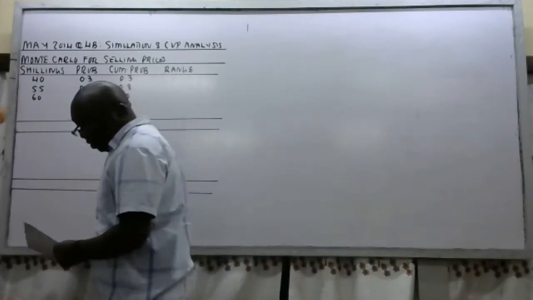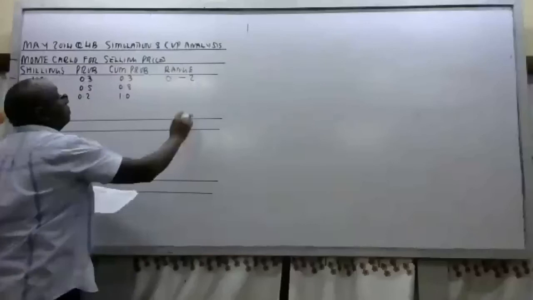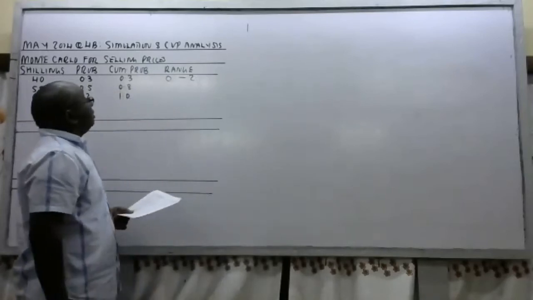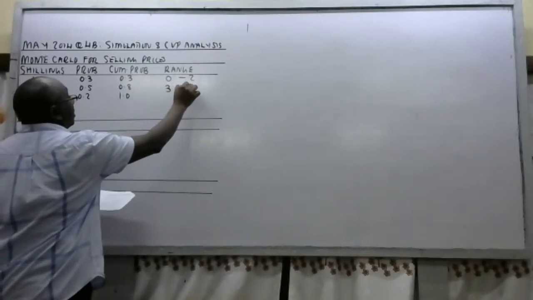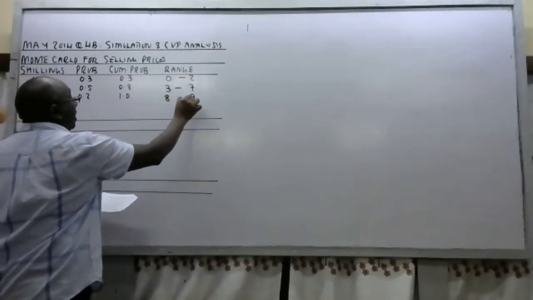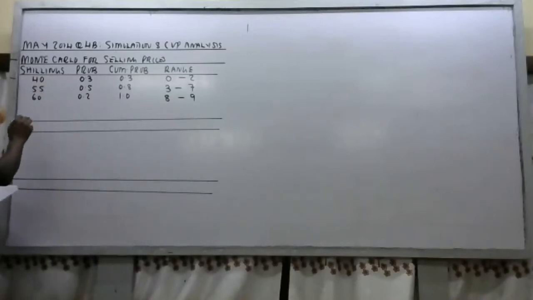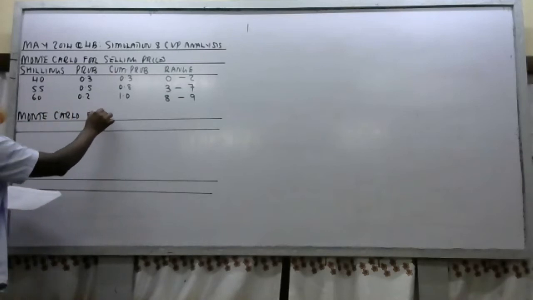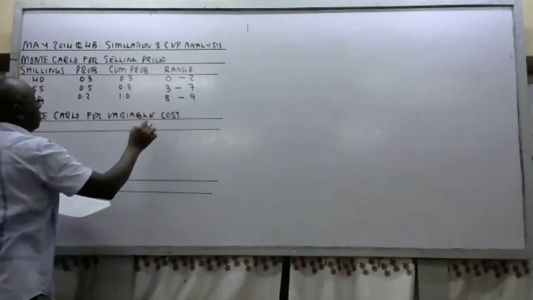So based on that, I'm going to have this as 0 going to 2. June, I think this is where the other day we were discussing. So 0 to 2, then 3 to 7, and then 8 to 9. So if we are okay with that, I seek to proceed to Monte Carlo for variable costs. If you have any question, you raise. If no question, tunaendelea.